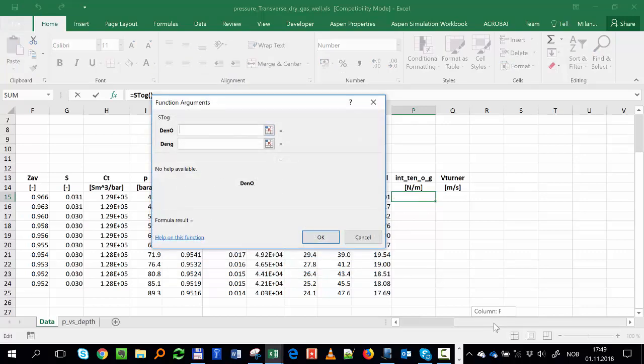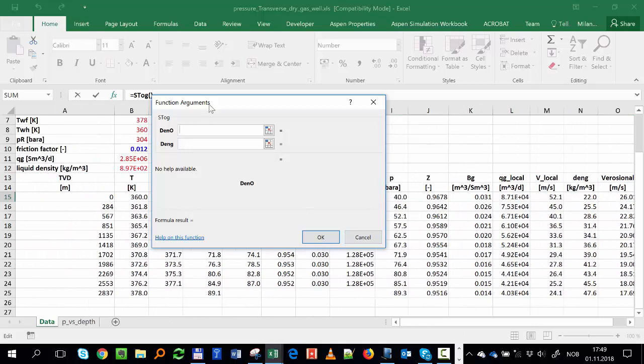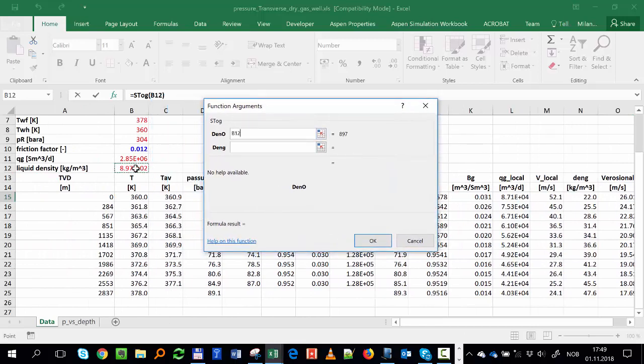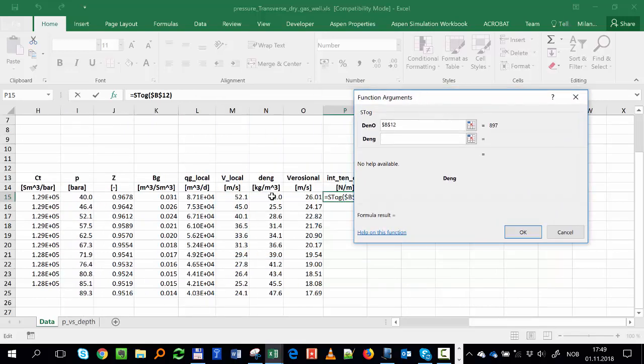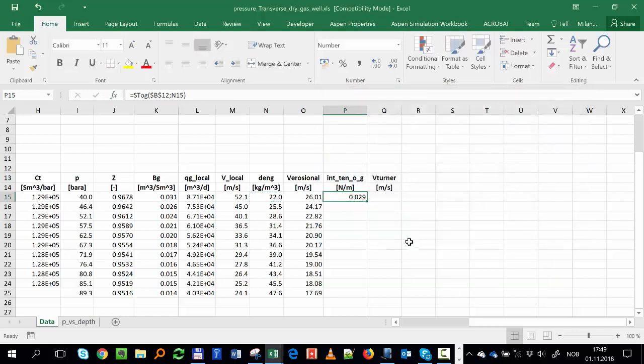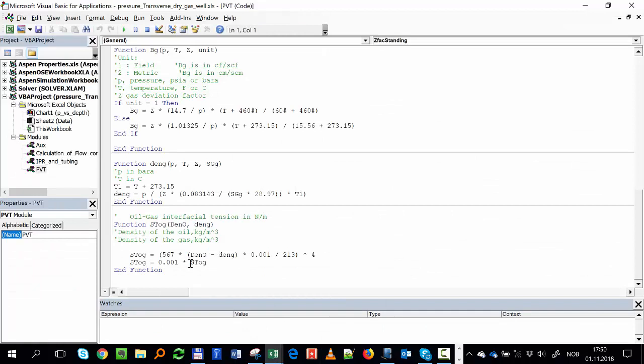The density of the oil, of the liquid, we said won't change very much, is here, and we block it. The density of the gas, we have done our homework, is just here, and we don't block it because we want to drag it down. And that is in Newton per meter. It doesn't change much, actually.